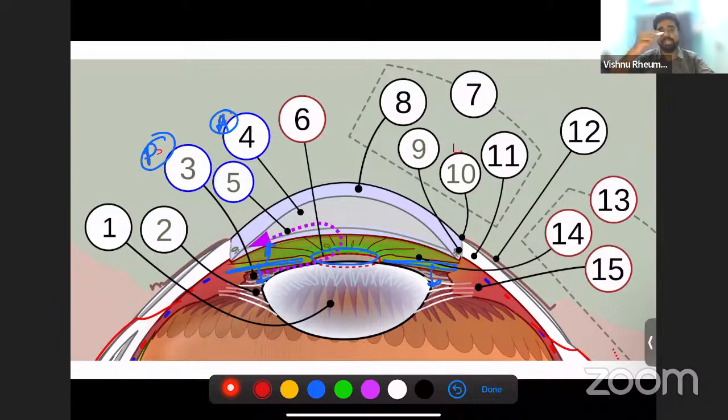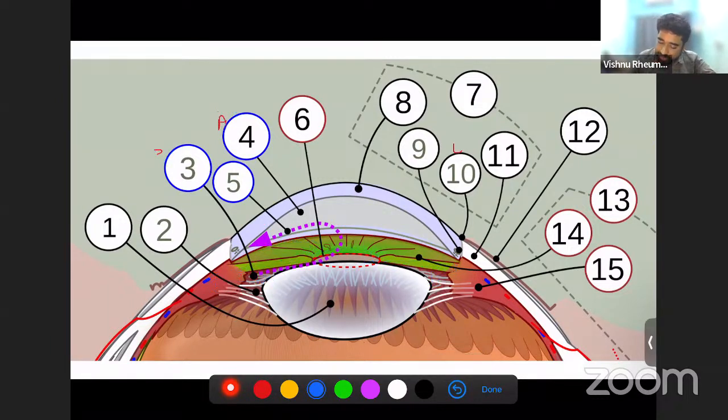So number 5 is basically your pathway. Number 5 is how the aqueous humor flows. Aqueous humor basically is formed by the ciliary body, by this particular area, and then it goes like this, as the arrow is showing. As you can see, this purple arrow, I'm not going to disturb the colors here, is how the aqueous humor flows. 6 is the pupil, the area between the iris.